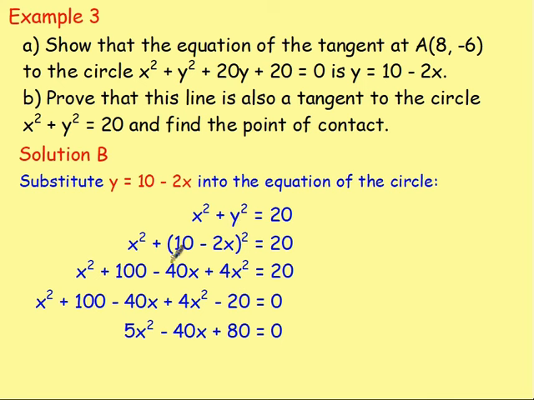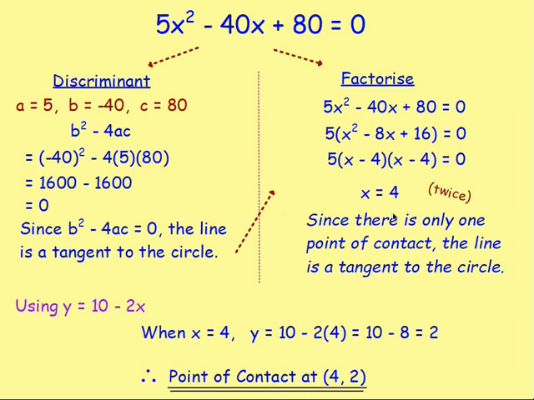Doing that, we then multiply out the brackets, gather our like terms, and write it in the form ax squared plus bx plus c equals 0. This gave us 5x squared take away 40x plus 80 equals 0. And from there, to prove that the line is a tangent, we use the discriminant. So write down the values of a, b, and c, the coefficients of x squared, x, and the number that's on its own. If you sub them into b squared take 4ac, you end up with 0.